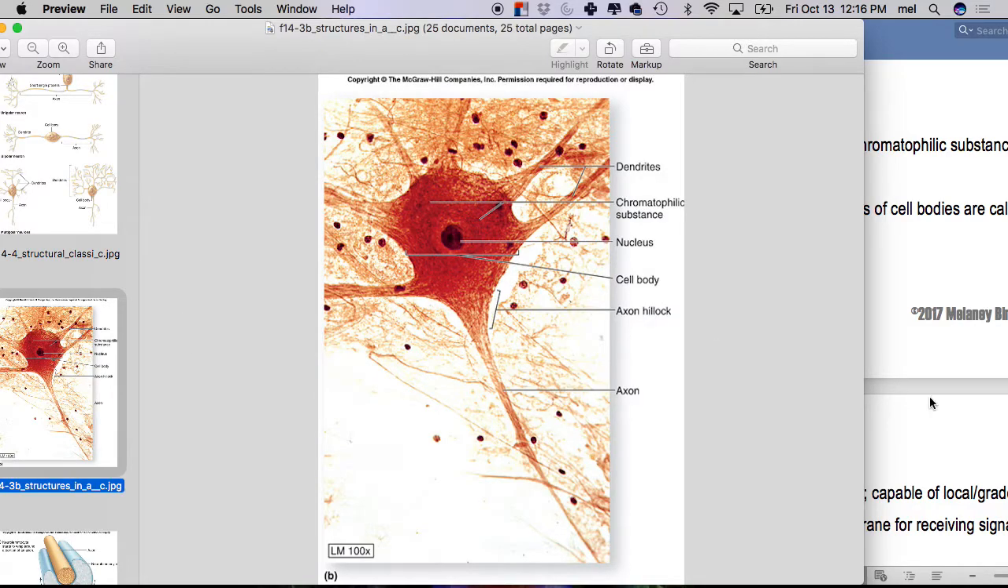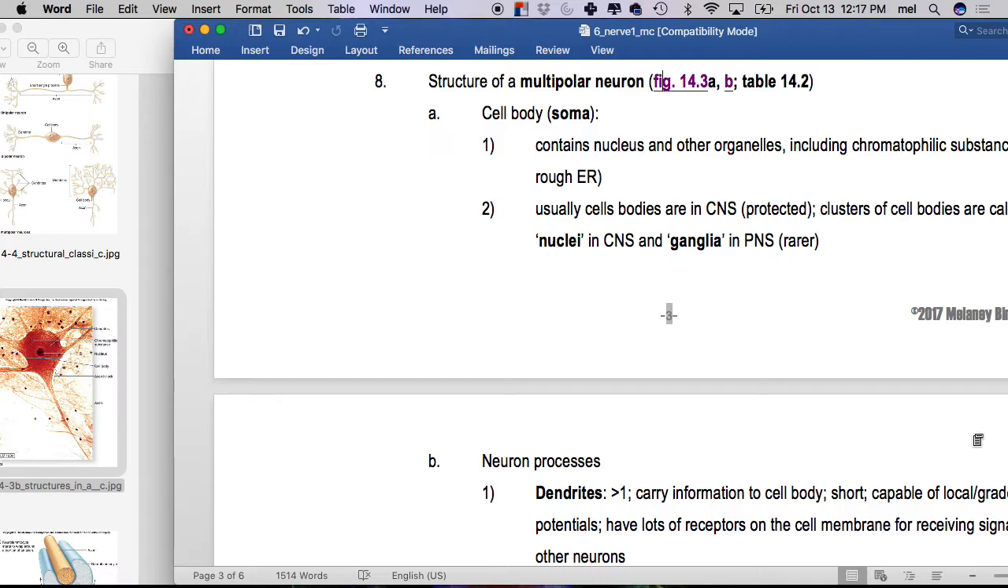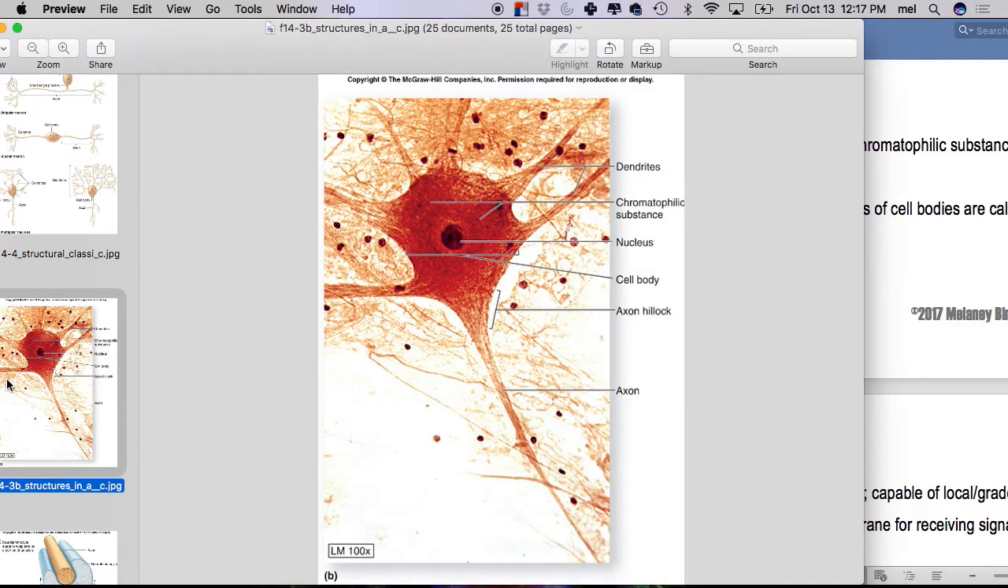So this is a multipolar neuron. So let's look at this multipolar neuron. Now, by looking at this picture, everybody can identify that this is a multipolar neuron. Can you tell what this neuron in this picture is doing functionally?